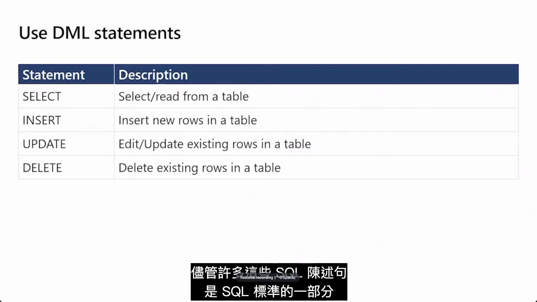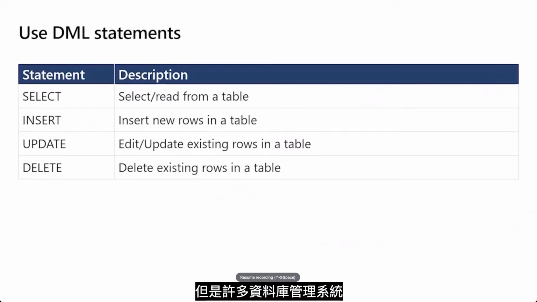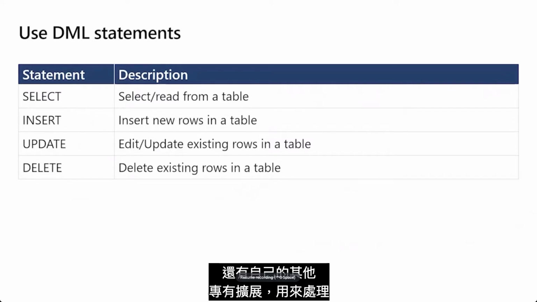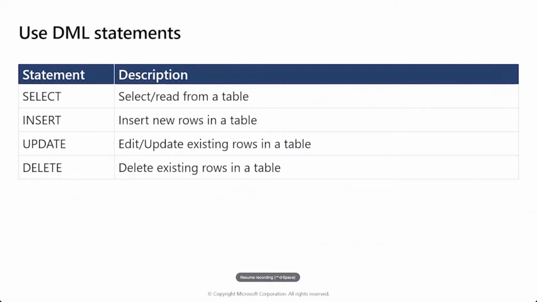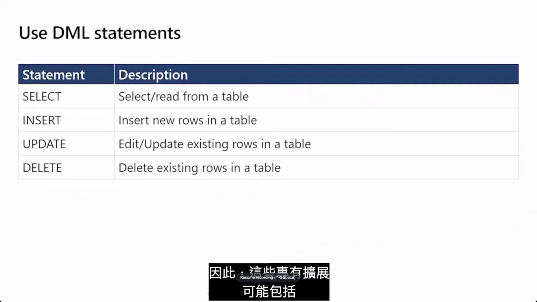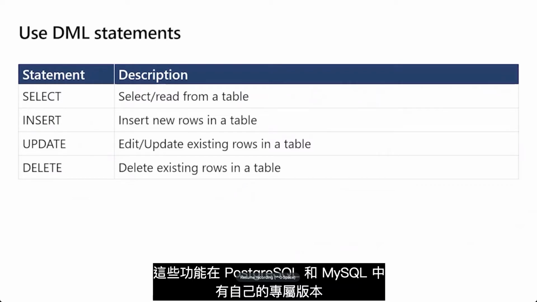Now, although a lot of these SQL statements are part of the SQL standards, many database management systems also have their own additional proprietary extensions to handle specifics of that database management system. So these extensions are not covered by the SQL standards, and they include things like security management and programmability. So these proprietary extensions can include things like stored procedures, triggers, and managing user accounts. So PostgreSQL and MySQL have their own versions of these features.